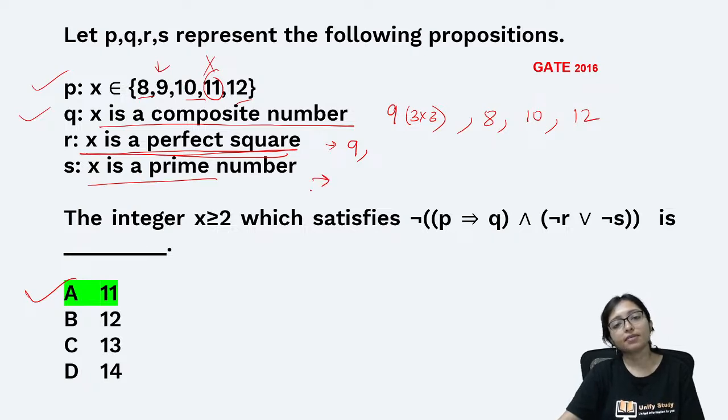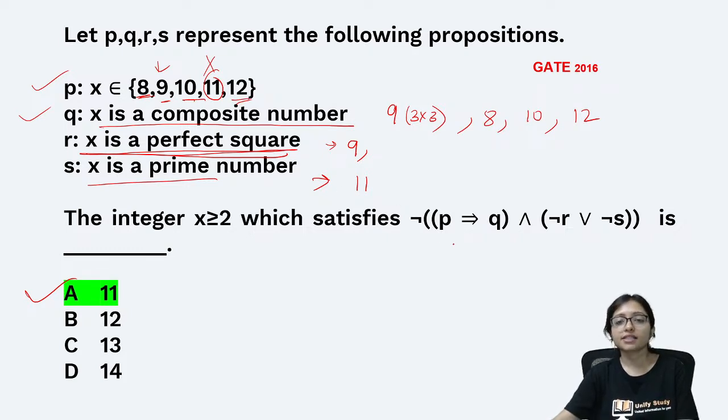X is a prime number. What is the prime number here? Here the prime number is 11. Other than 11, is there any other prime number? 8 not, 9, is it a prime? No. 10 is it a prime? No. 11 yes. 12 no.